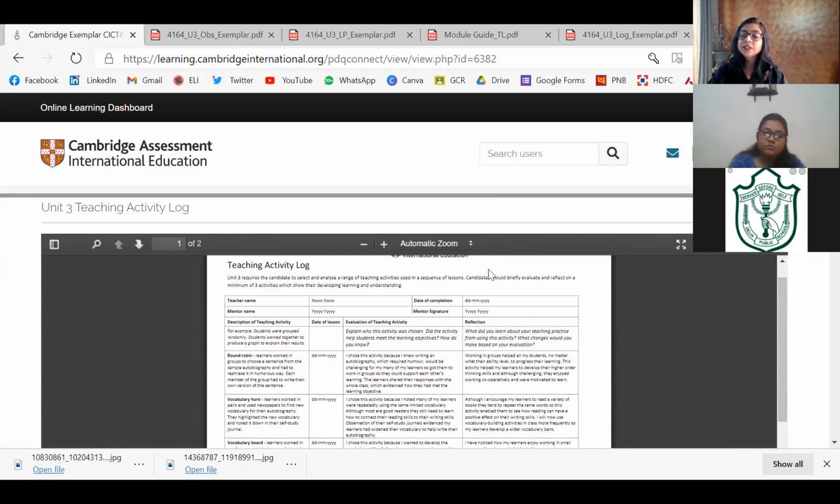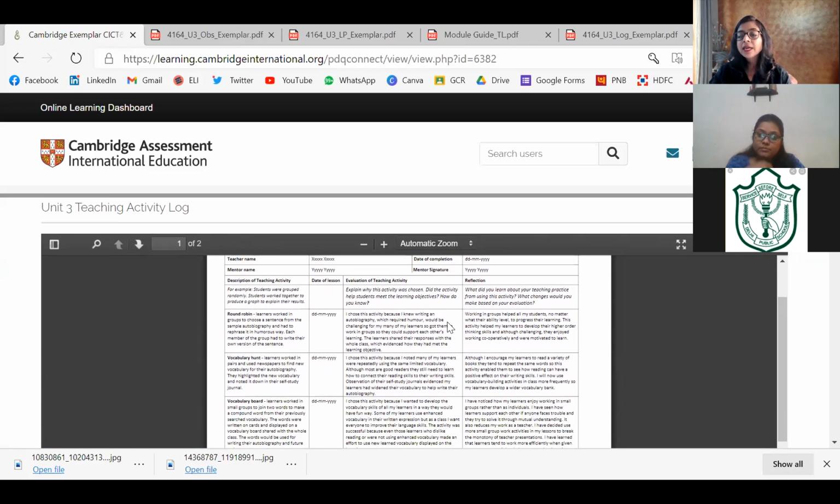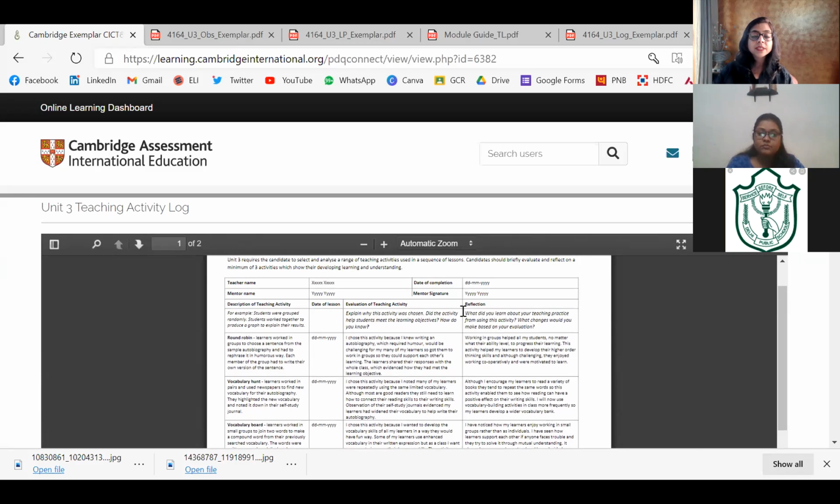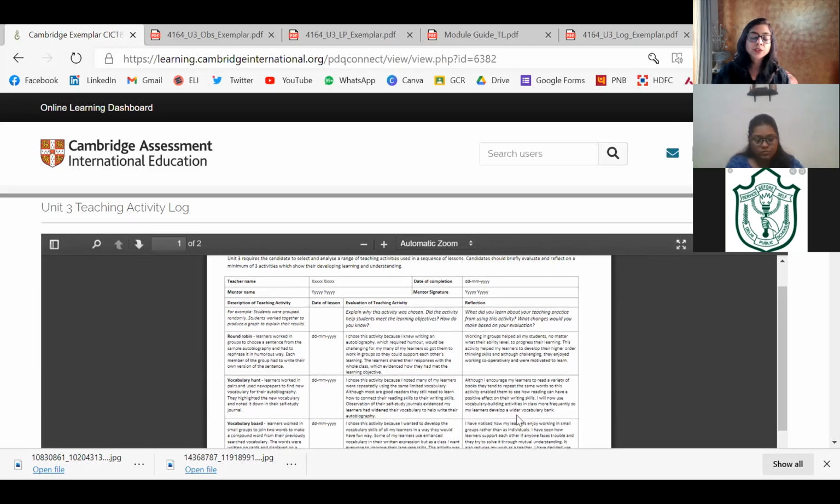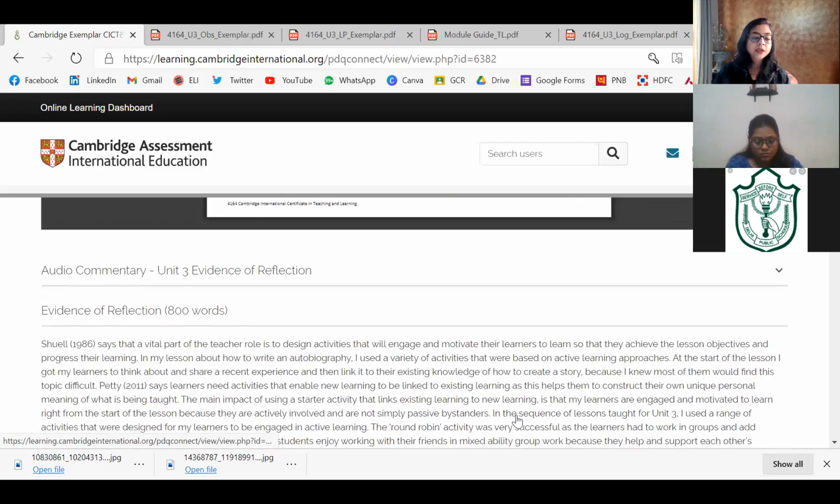But in this, there is an additional document that you have to put, and that is the teaching activity log. This teaching activity log has to be filled from the activities that you have taken up in your sequence of lesson plans. You have to identify at least 4 or 5 such different activities. Then you have to describe each teaching activity, evaluate why you chose this particular activity and how it went, and finally reflect on that activity. That has to be filled in as an activity log.